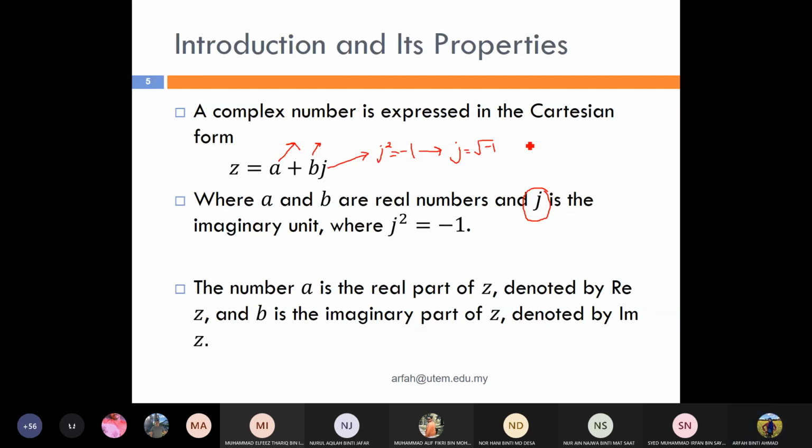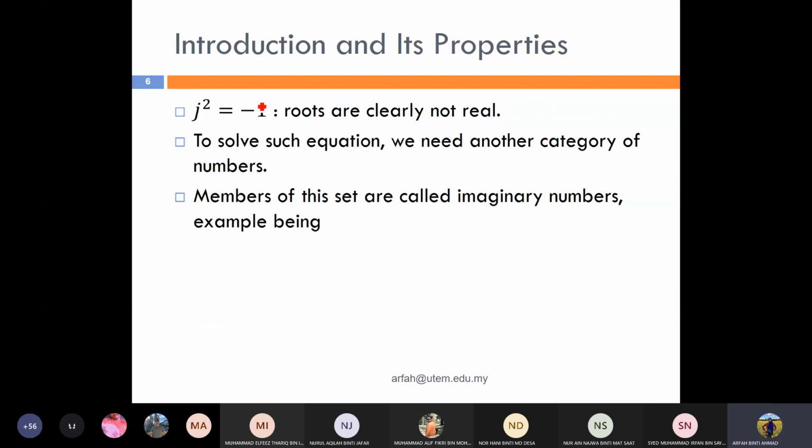Faham? So basically this one is very simple. Okay, this is just the introduction and also the basic properties of the complex number. So j kuasa 2 equal to negative 1 is where the roots are clearly not real. Okay, the roots are clearly not real, meaning that you have square root of negative 1 punya punca kuasa.